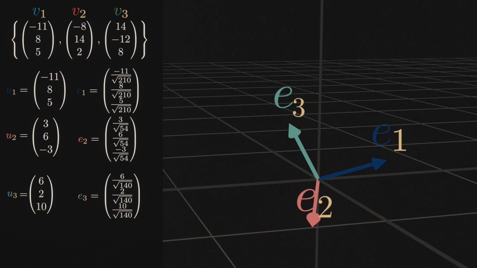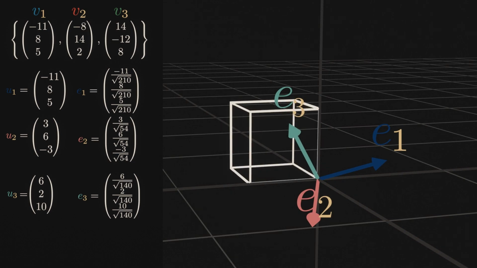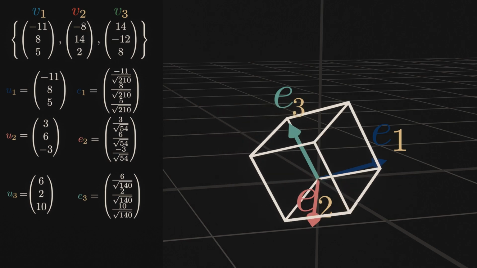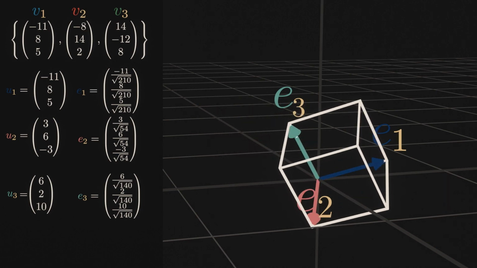Visually, we can see that this is an orthonormal basis by putting a unit cube with one corner on the origin. We see that we can rotate the cube so that the tip of each vector lands on a corner of the cube.